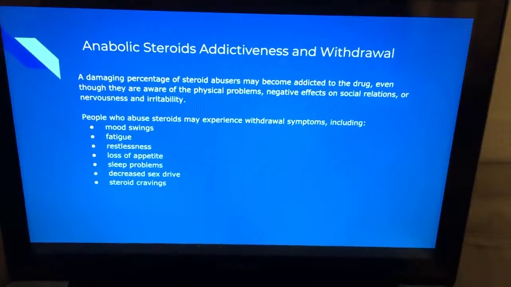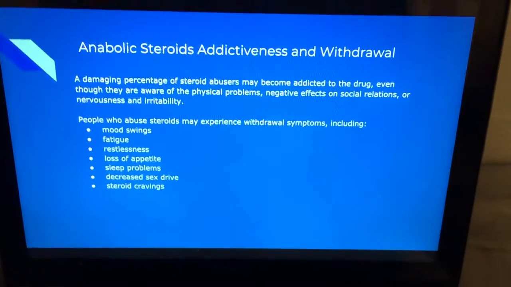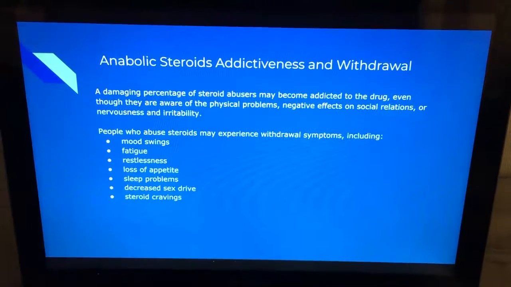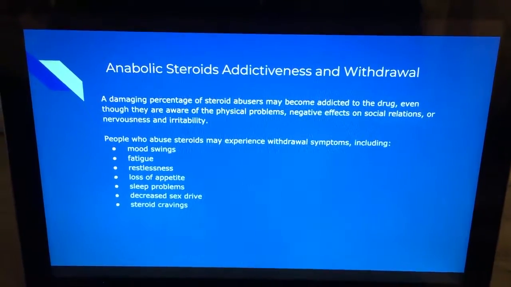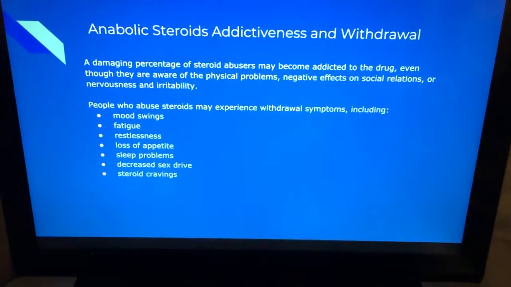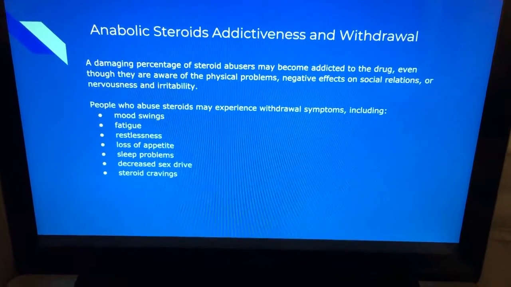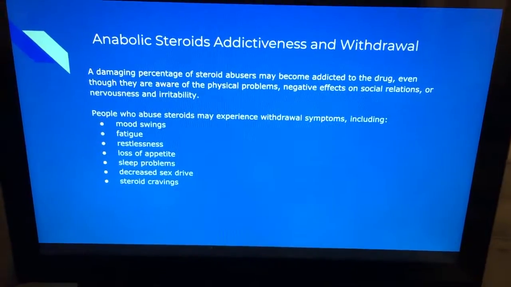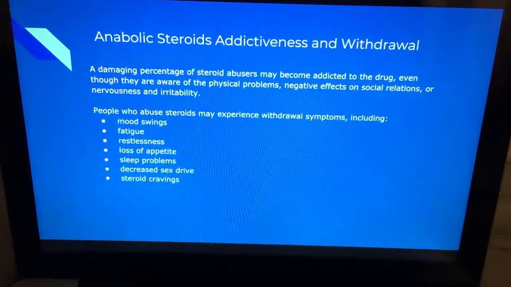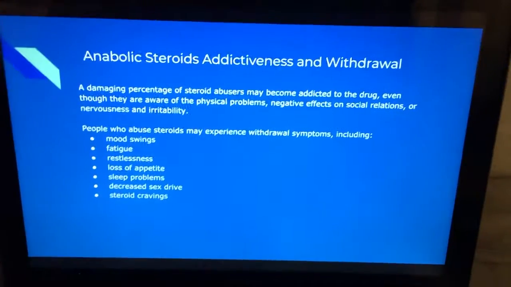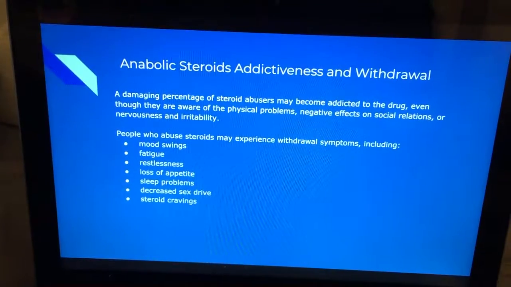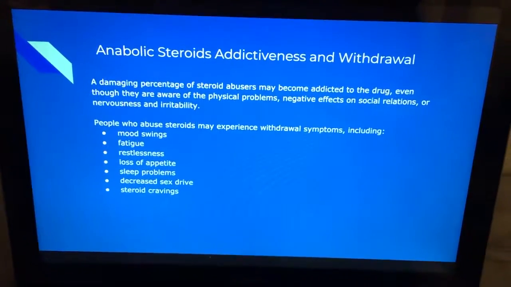So anabolic steroid addictiveness and withdrawal. Even though the psychological and especially the physical problems are considered, the abuse of steroids is still very high. People who abuse steroids can experience withdrawal symptoms such as mood swings, fatigue, loss of appetite, sleeping problems, decreased sex drive, and steroid cravings. And one of the more serious withdrawal symptoms is depression, which can sometimes lead to suicidal attempts.